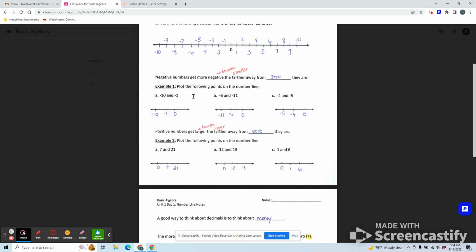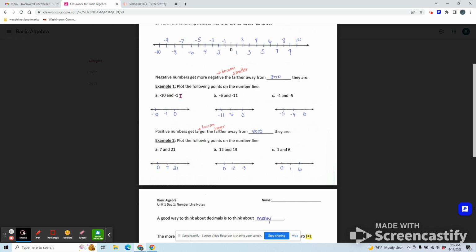So you're thinking, well, I'm not good with negatives. I don't know what to do. Well, let's think about money. We all have a good concept of money. So imagine if this is money, this is negative 10. So I owe someone $10. And this is negative 1.